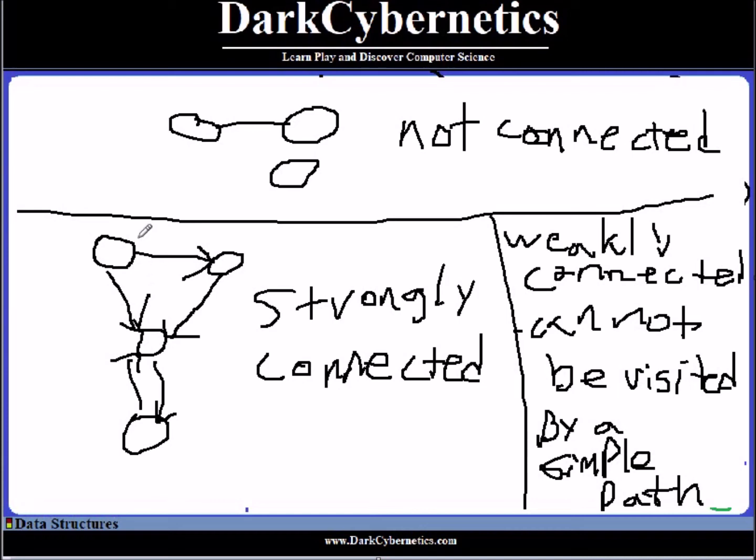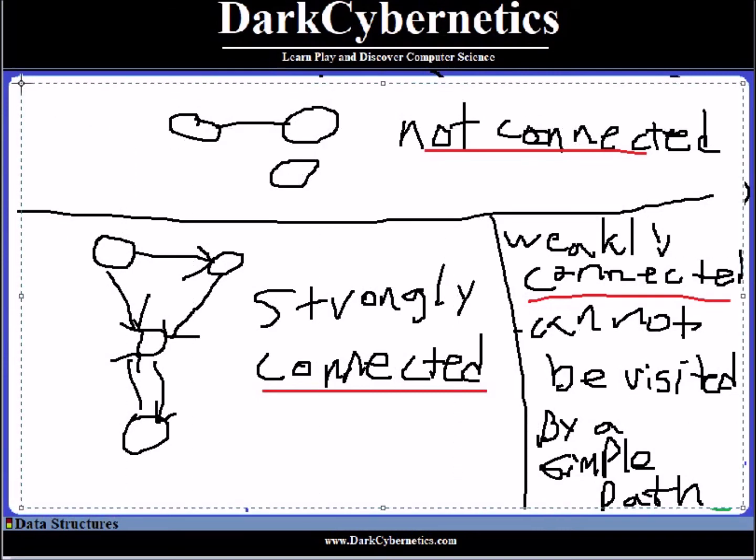Alright. And a strongly connected graph we can visit by multiple nodes or paths. And we also have a graph that's not connected. So we went over not being connected, weakly connected, and strongly connected. Alright. Let's move on to something else.